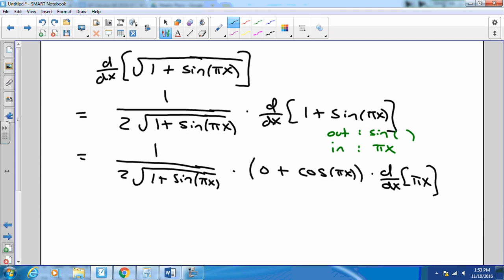And this is actually why the chain rule is called the chain rule. What I really have here is a chain of 2 links. Outside, outside again, and finally we get down to a basic function whose derivative is simply pi. So when I put it all together, I get pi over 2 roots 1 plus sine pi x times cosine pi x. Yes.